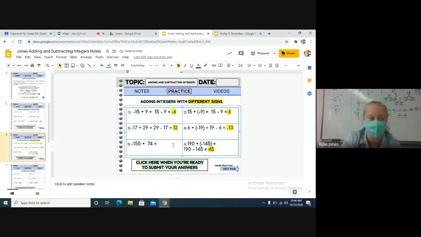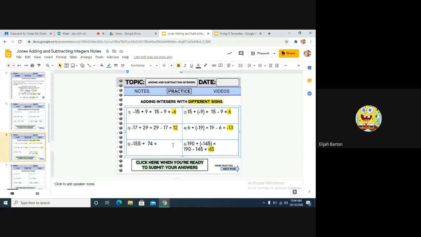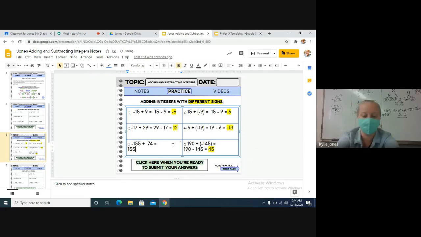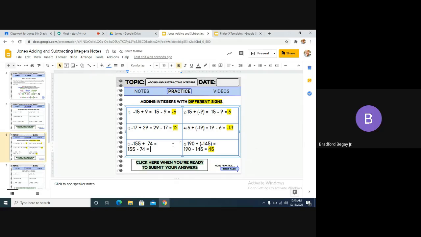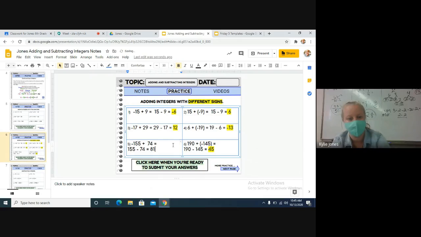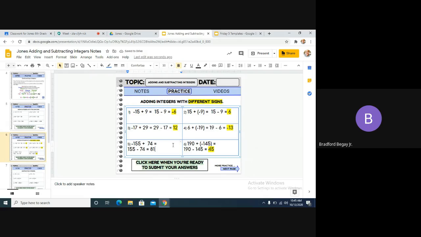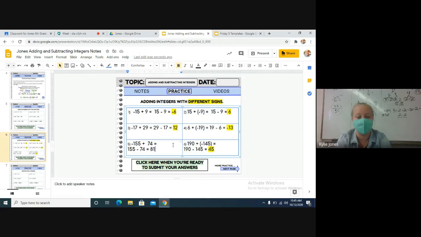And then our last one, number 5, we have negative 155 plus 74. So we're going to ignore the signs. We have 155 and 74. Which one is greater? 155. Then we need to subtract the 74. What is 155 minus 74? 81. Yep, 5 minus 4 is just 1.